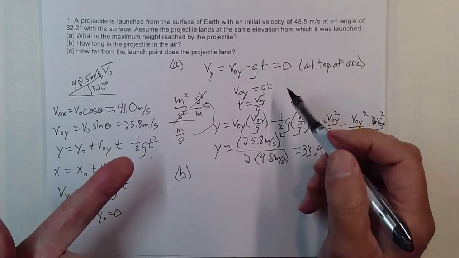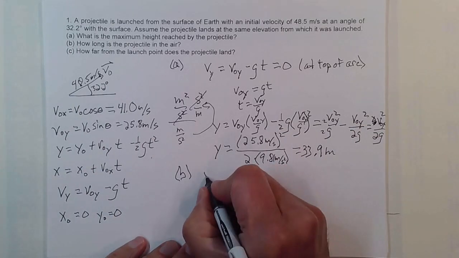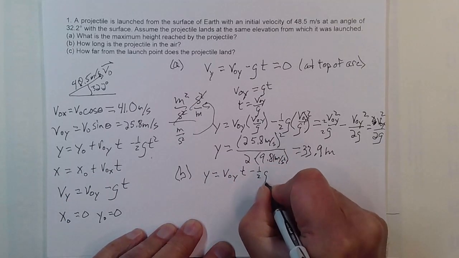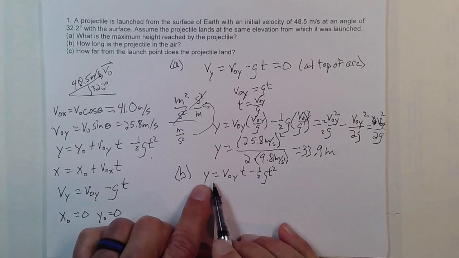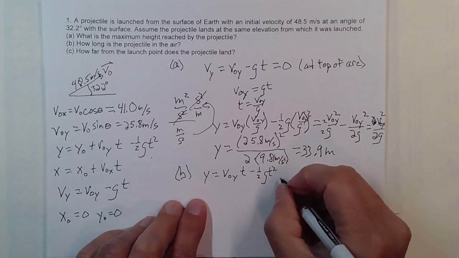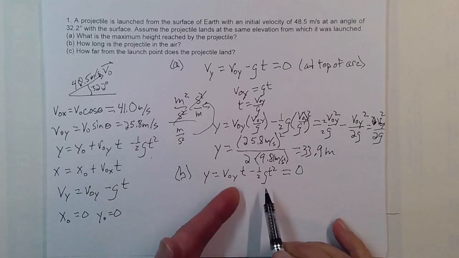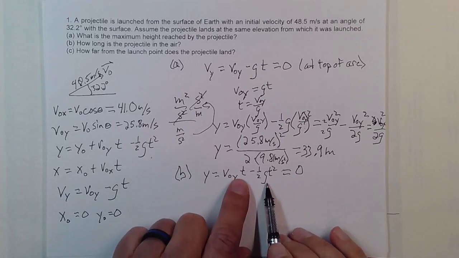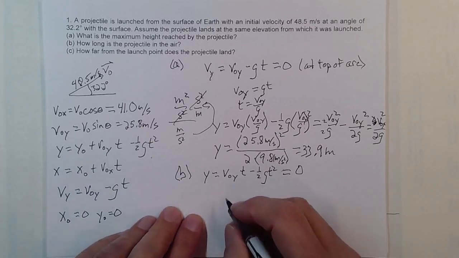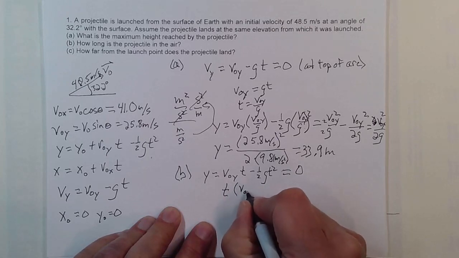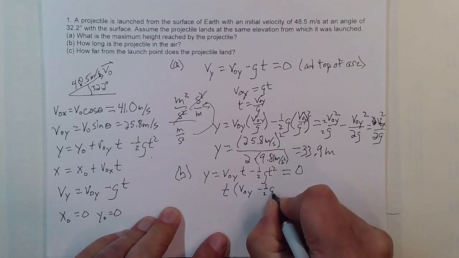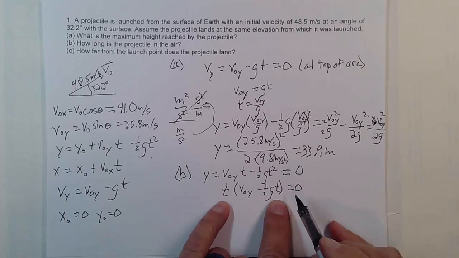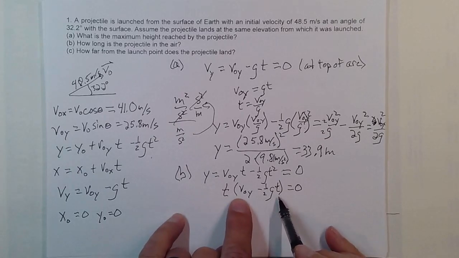How long is it in the air? How can we figure that out? Well, we look at our y equation. Y is equal to v naught y t minus 1/2 g t squared. And what's the value of y when it comes back to the ground? 0, right? That equals 0 when it hits the ground. And so I've got v naught y t minus 1/2 g t squared equals 0. That's a quadratic formula, except we can factor this, where we can factor a t out of this, and we get t times v naught y minus 1/2 g t equals 0. And you remember from algebra, if you've got two things multiplied together equaling 0, then either this is 0 or this is 0, or maybe both.